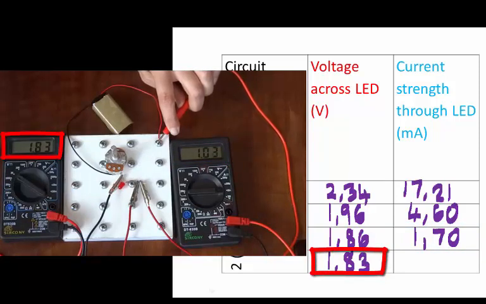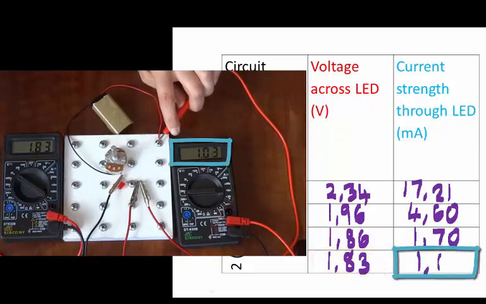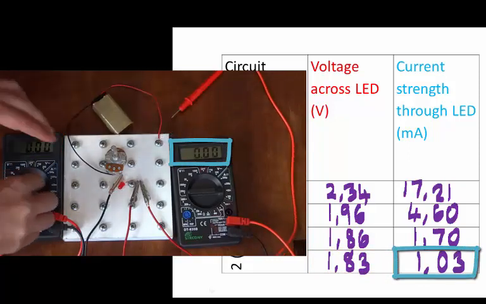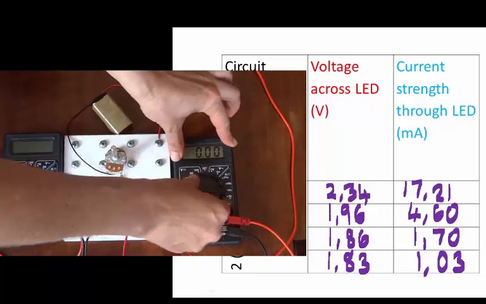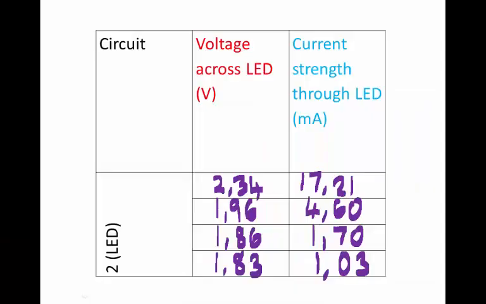1,83 volts across the LED, 1,03 milliamperes through the LED. Switch our meters off to save the batteries. So what do we see here? We do see that as we make the voltage less, the current strength also does become less.